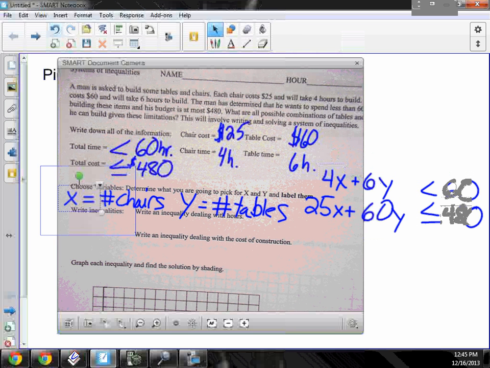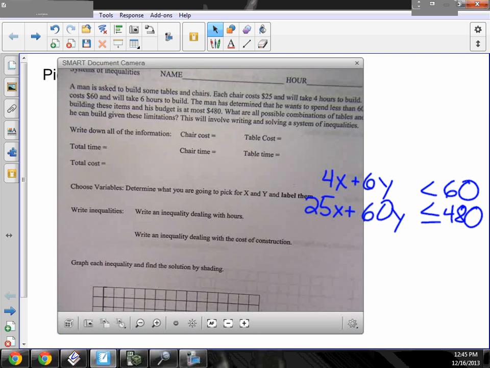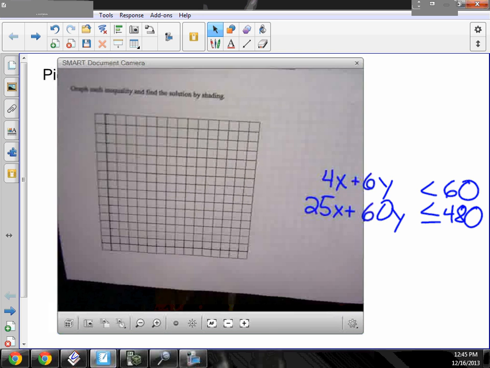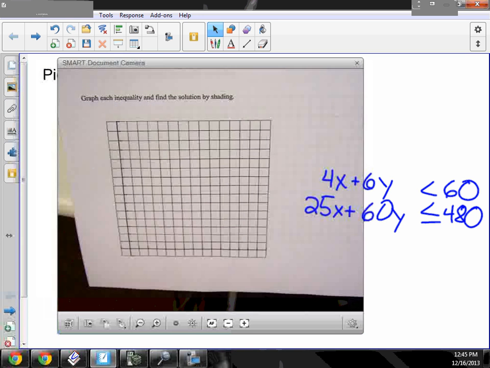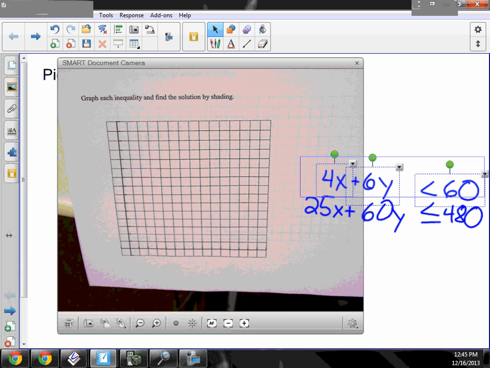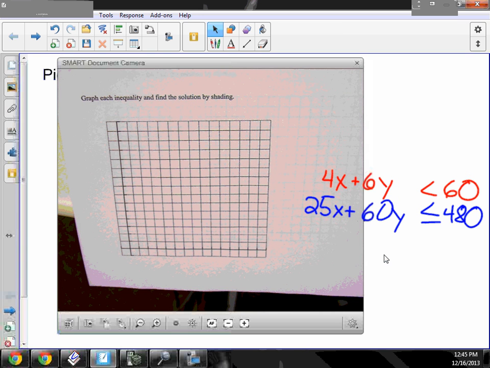Get rid of this stuff. So if we go down to the graph, this graph is 15 by 15. For each of these equations, we could solve for y, but I don't want to. That's kind of a pain. Let me change the color for one of these. All right. So instead of solving for y, I'm just going to find the x-intercept and the y-intercept.